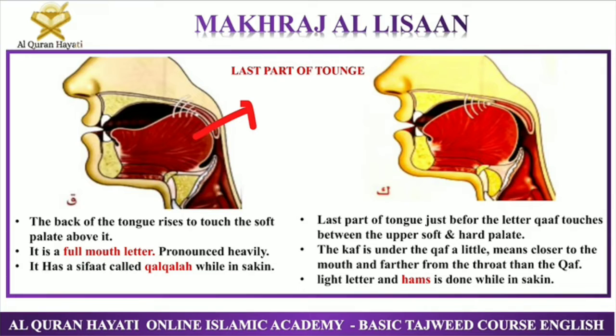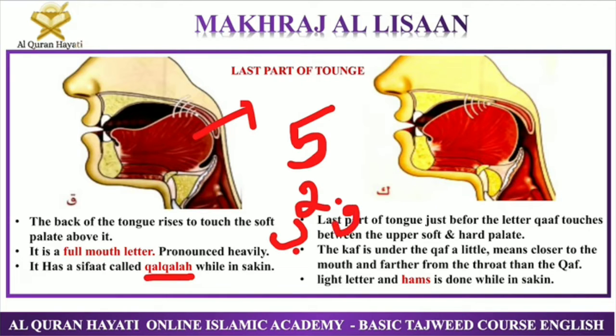sifat of this letter is that when we add sakin to it, that is whenever qaf is in the sakin state, we do qalqala, just like in the letter ba, we do qalqala on the letter qaf also. There are 5 letters of qalqala, of which we completed 2. One is letter ba and one is letter qaf. There are 5 letters of qalqala which are very important for you to remember.